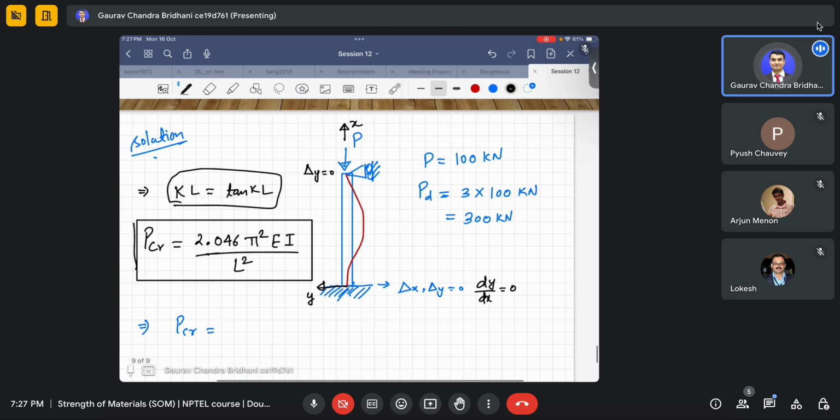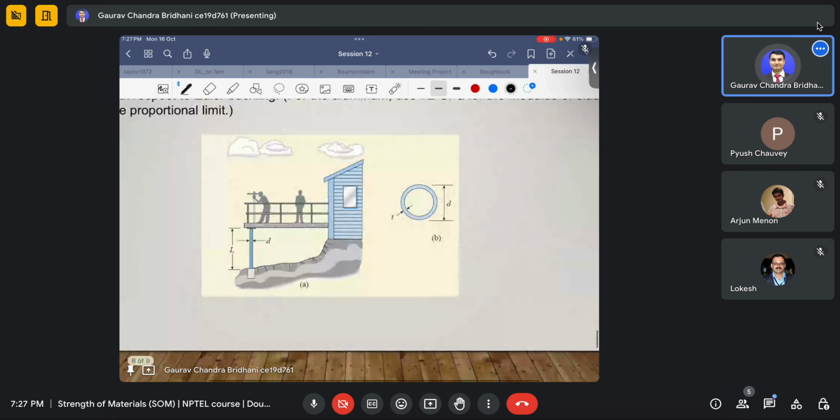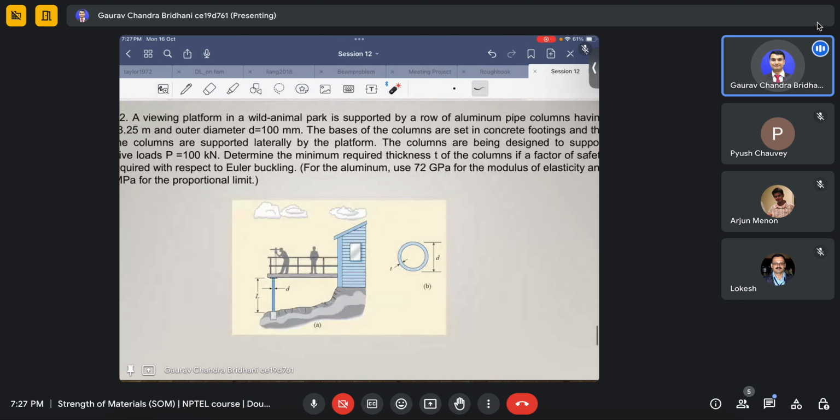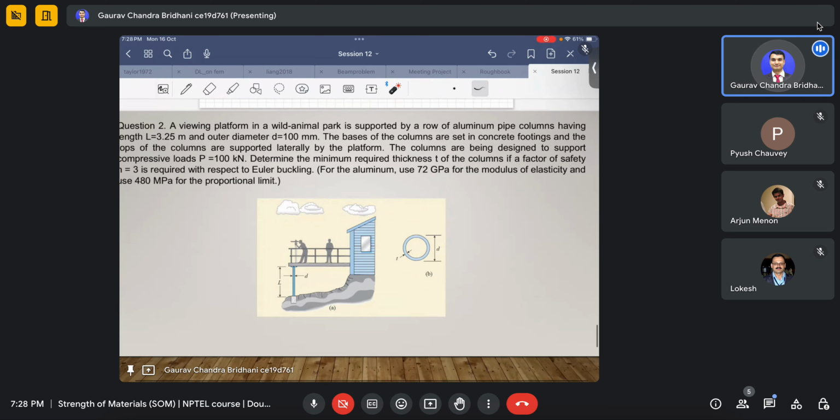Most importantly, the cross section is also given. It's a hollow section, and the outer diameter d is given, with the value of 100 mm. What has been asked? What is the thickness? So the thickness has been asked and the outer diameter has been given.